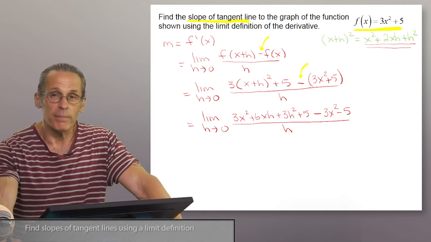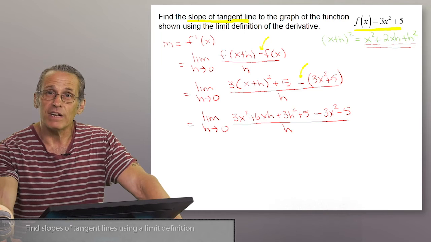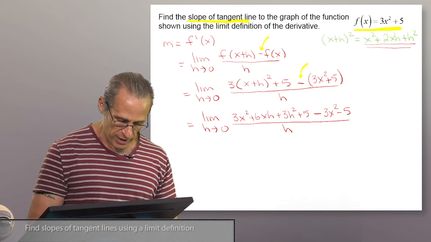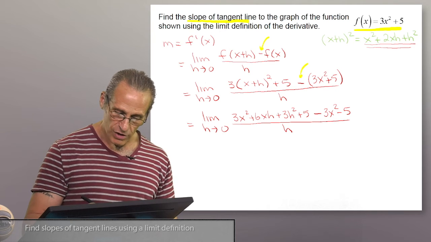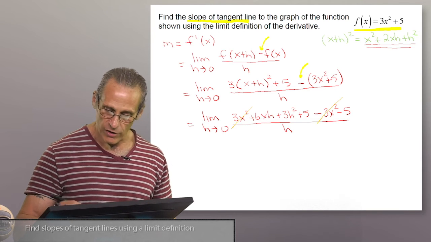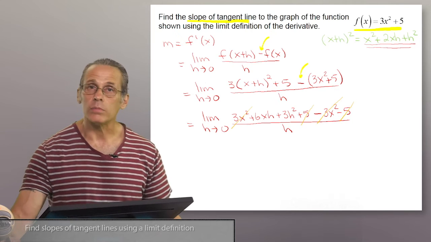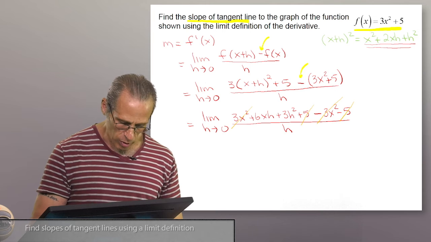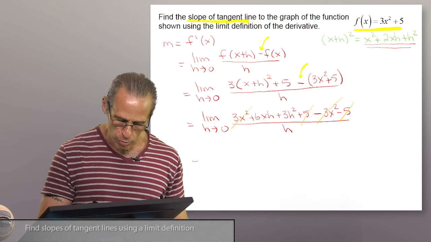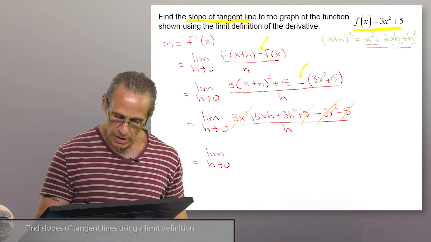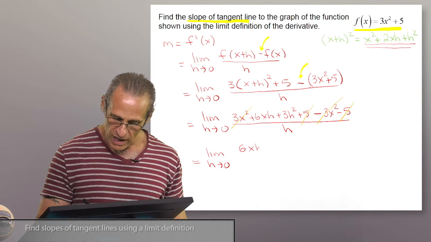And you may be thinking I'm making things worse, but in reality I'm not. Because do you notice any cancellations that you'll get? 3x squared minus 3x squared is 0. 5 minus 5 is 0. And lo and behold, I'm left with 2 terms in the numerator, and each term has an h in it. I'm left with 6xh plus 3h squared over h.